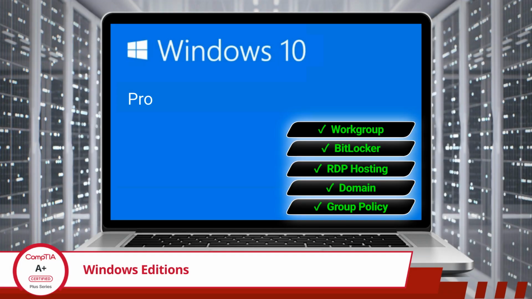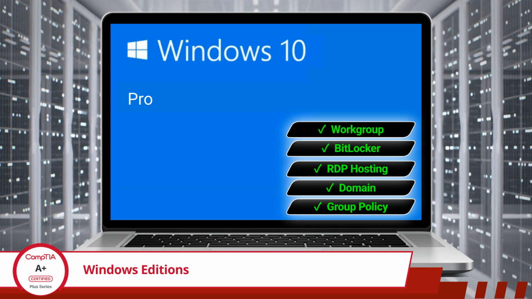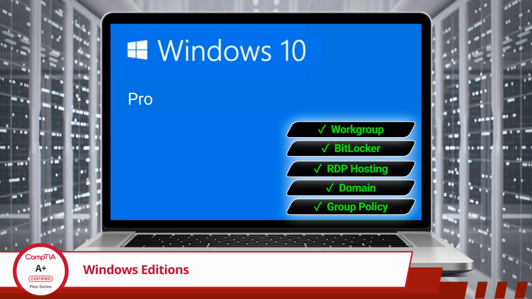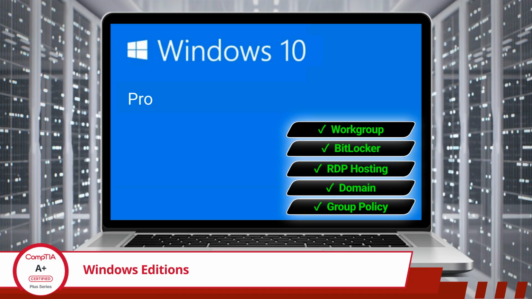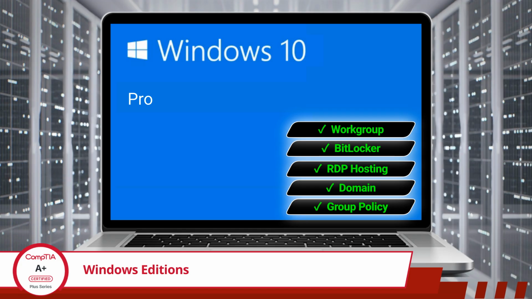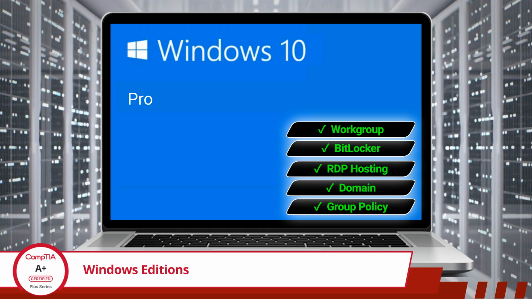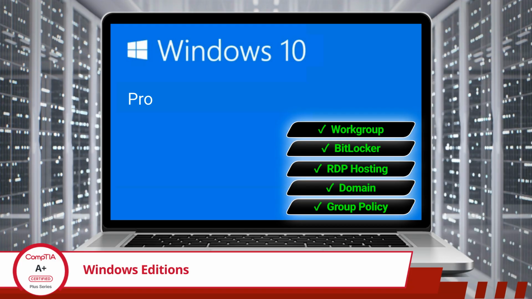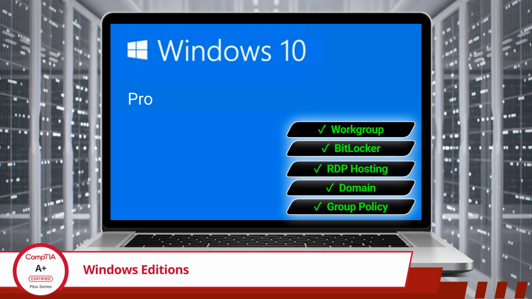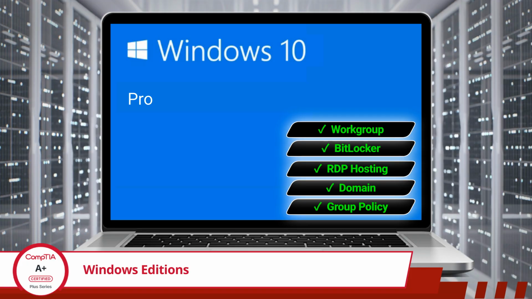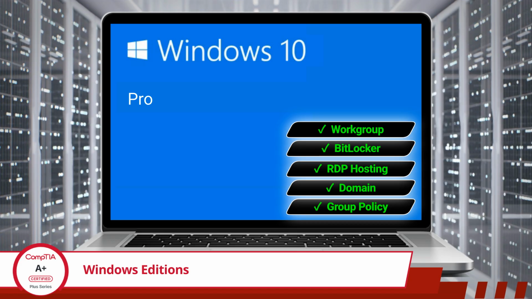Building on this foundation, Windows 10 Pro is designed for professionals and small businesses that require more advanced functionality. In addition to everything included in the Home Edition, Windows 10 Pro offers enhanced security features such as BitLocker encryption. It also supports Remote Desktop Protocol, allowing the system to act as a remote host, and can join a domain, making it suitable for business networks. Windows 10 Pro also includes group policy management, giving administrators greater control over system settings. Like all editions, it supports workgroup configurations as well, making it flexible for both home and business use.